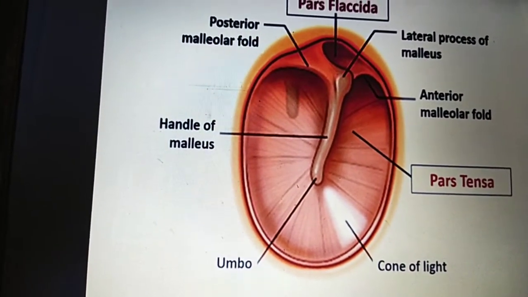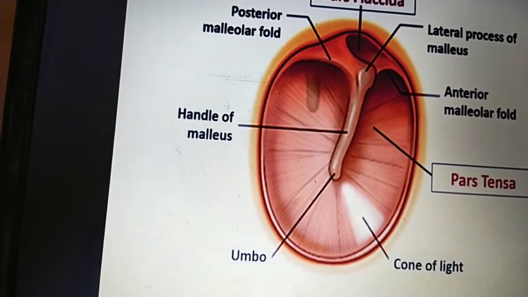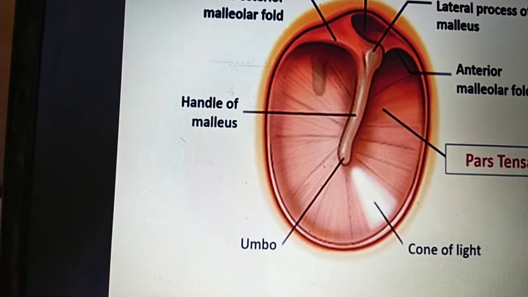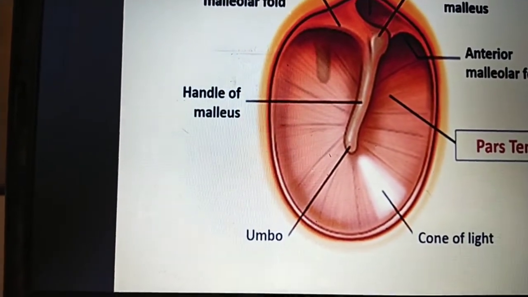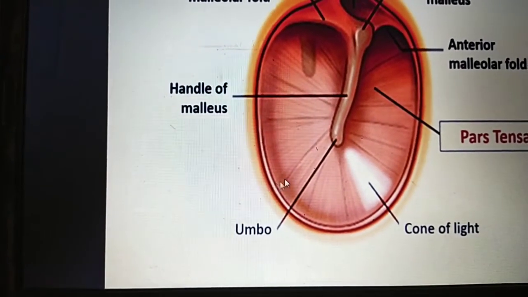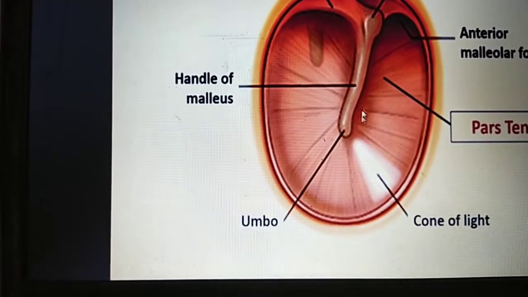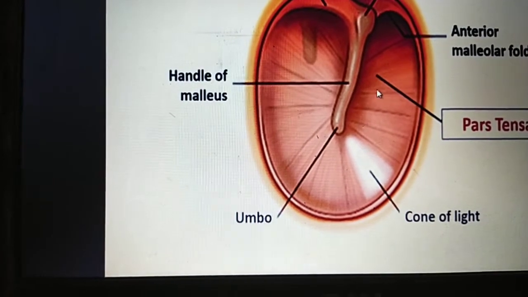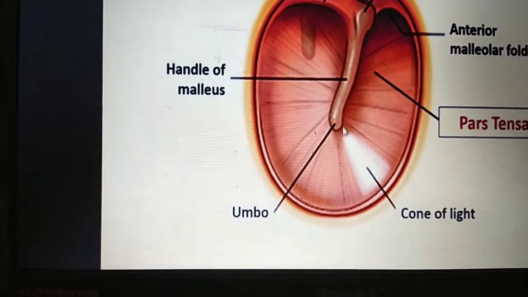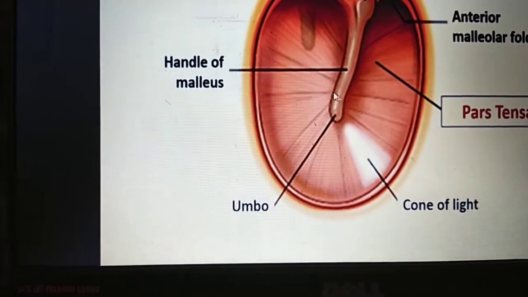Then we can go to the umbo. It is the centralized, most inverted portion of the eardrum, the inward portion of the tympanic membrane of the ear, and is the most depressed aspect of this concavity. The apex of the cone lies at the most depressed part.